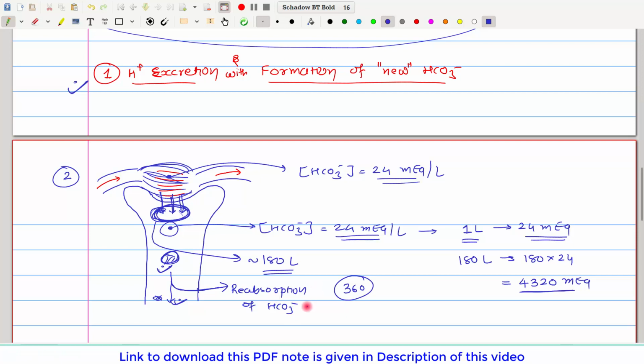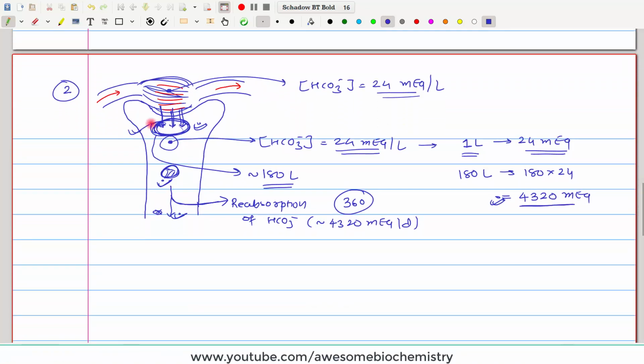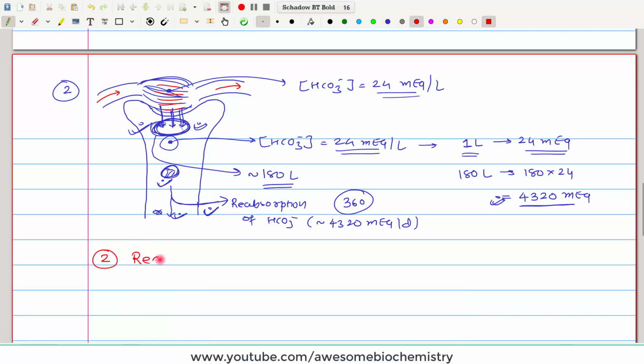And how much bicarbonate is reabsorbed? It should be the same as this filtration load. This is the total filtration load of bicarbonate, and almost all of this bicarbonate must be reabsorbed. So that is 4320 milliequivalent per day of bicarbonate that should be reabsorbed, right? So here you can see that this problem is created by the kidney and its solution is also provided by the kidney. So let's write down the second important function of the kidney, that is reabsorption of filtered bicarbonate.